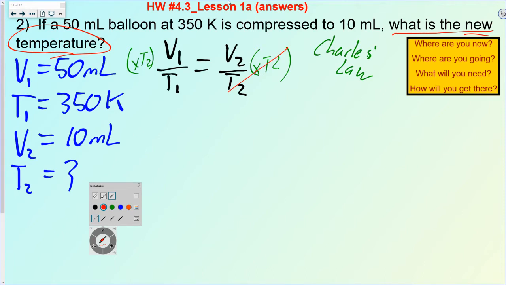By multiplying both sides by T2, we can eliminate that variable from the denominator, and then we can move it up into the numerator onto the other side. Now we just have to get V1 and T1 away from there. So multiply by the reciprocal, and they'll both cancel out. Make sure to do it on both sides.